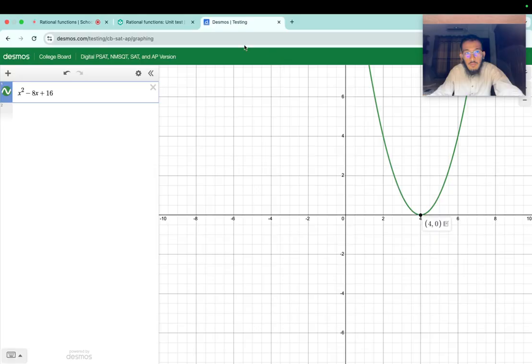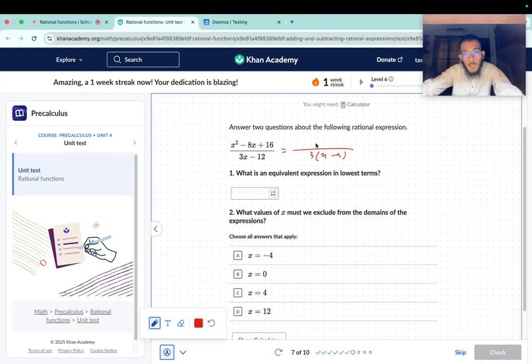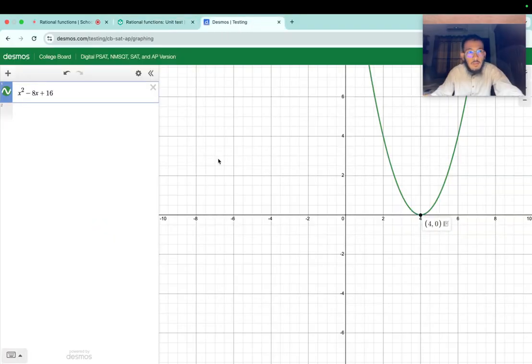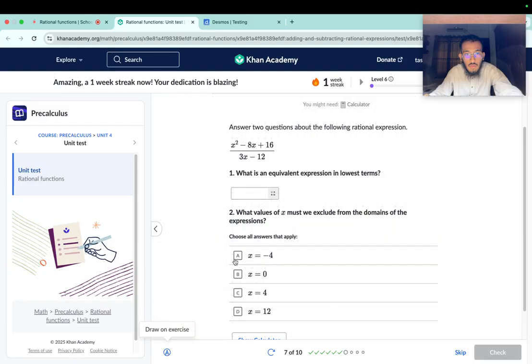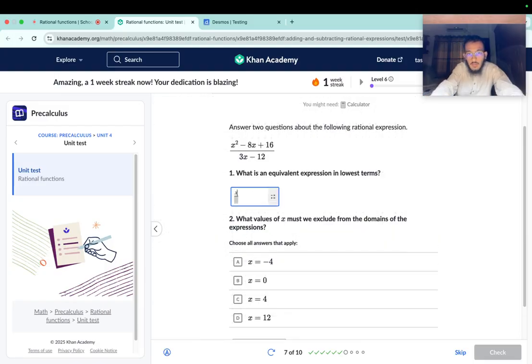When factored, we get 4. So x minus 4 whole squared. X squared negative 8x plus 16, we get x minus 4 whole squared. And we can cancel out this. So this equivalent expression will be x minus 4 over 3. Let's see. X minus 4 over 3.